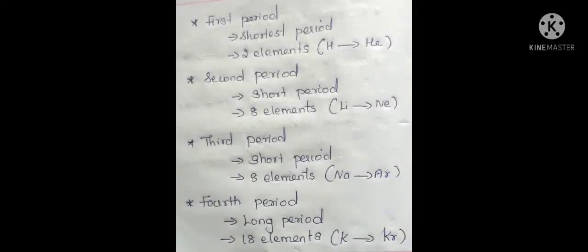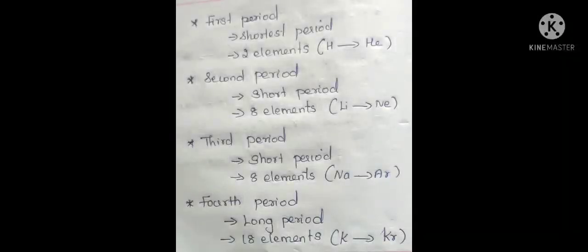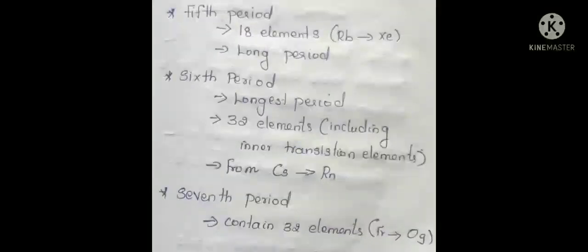Hydrogen and helium. Second period is called short period, third also called short. First one is the shortest period. Second and third, both with 8 elements, are called short period. Fourth and fifth period is called long period with 18 elements. Sixth and seventh period is called longest period with 32 elements.